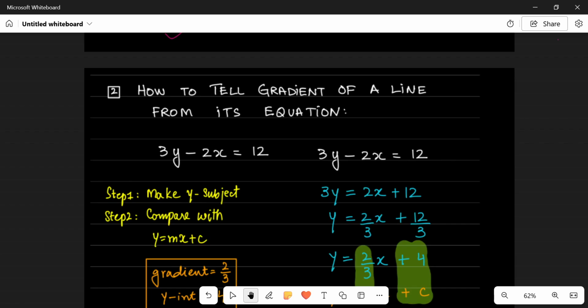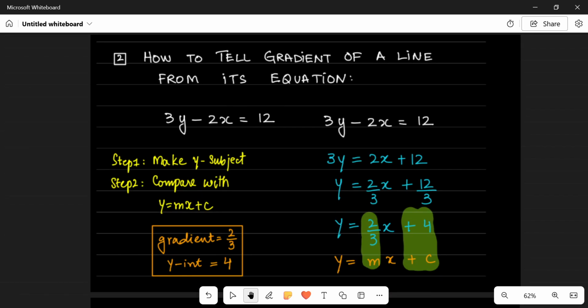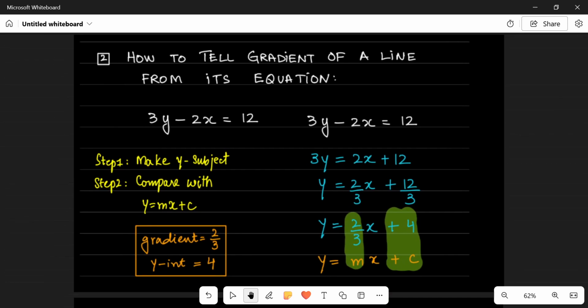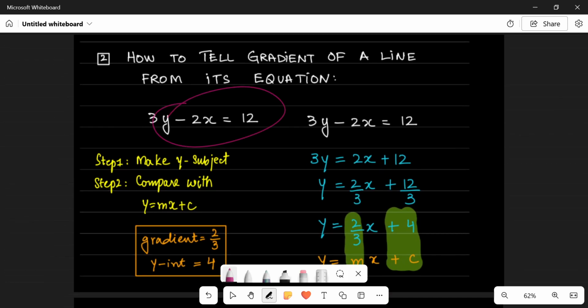How to tell the gradient of a line from its equation? The first one is 3y minus 2x equals 12. How are you going to tell the gradient when the equation is given to you? When this type of equation is there, how are you going to tell the gradient of a line?